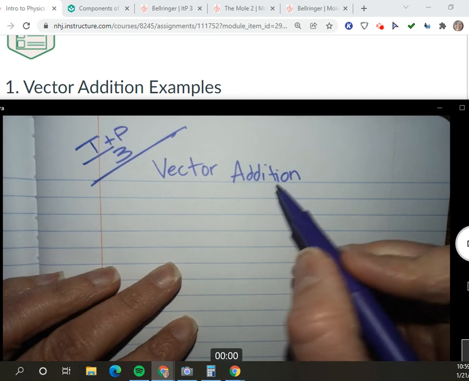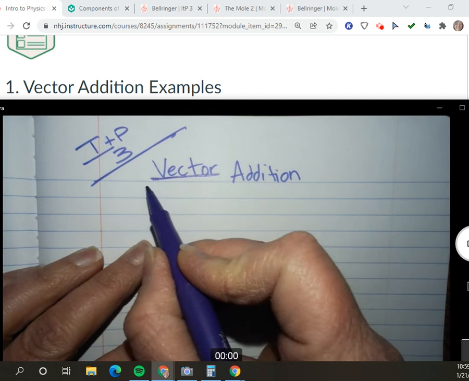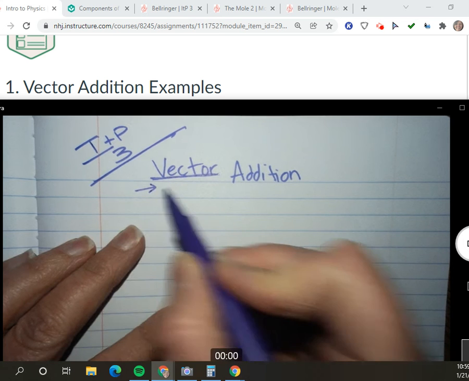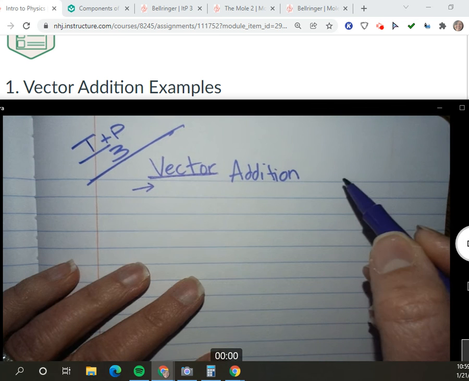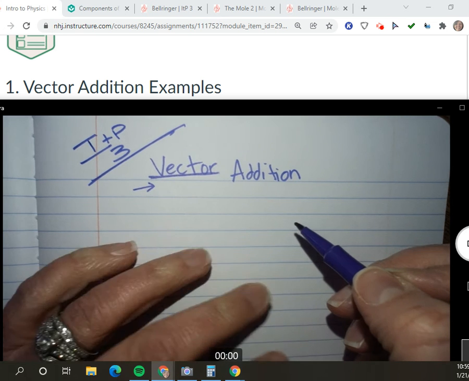All right, so let's consider, we know what a vector is, okay? A vector is usually shown as an arrow. It has a size, it has a direction, okay? I'm already going too fast. Okay, I will slow down.